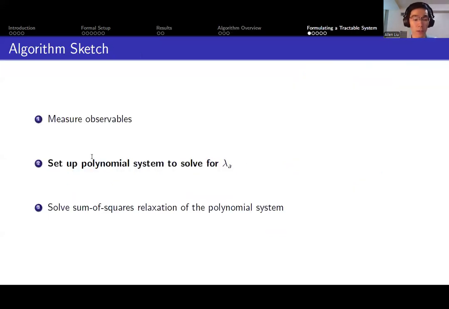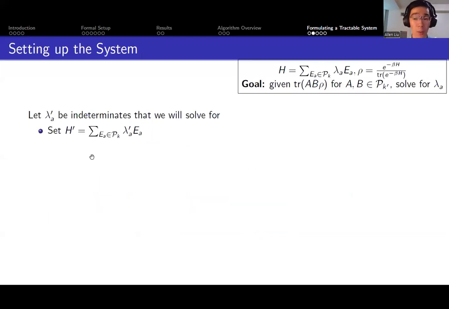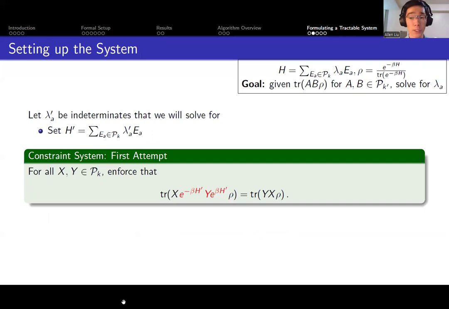So next, let me move on to the second part of the algorithm, which is setting up a polynomial system to solve for the coefficients. So, okay, let lambda prime be these unknowns that we'll try to solve for, and let h prime be this matrix of unknowns given by the sum of lambda a prime e sub a. Now we'll try to set up a system of equations to solve for the lambda a primes. So the first attempt at a constraint system, these are actually called the KKT conditions. The system that we can try to set up is as follows. We want to enforce that trace of x, e to the minus beta h prime, y, e to the beta h prime, rho is equal to trace of y x rho.